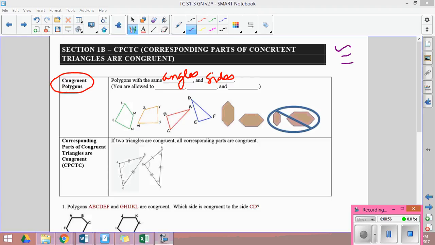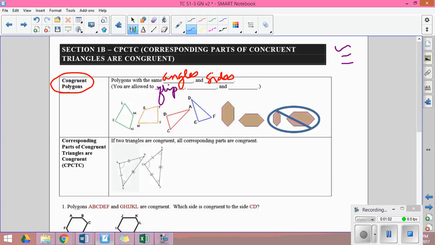Now, you're also allowed to flip, rotate, and slide figures to be able to match them up and see if they are congruent. So if you look at these triangles, we would have to swing this angle E around to match it up with B to get those triangles to match up.